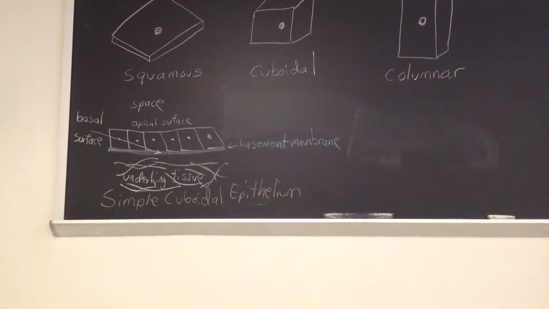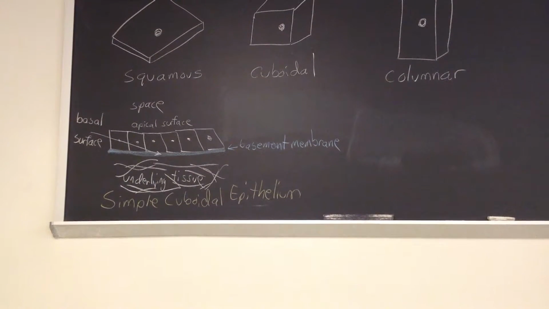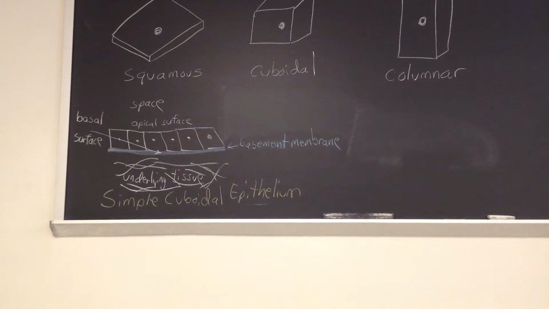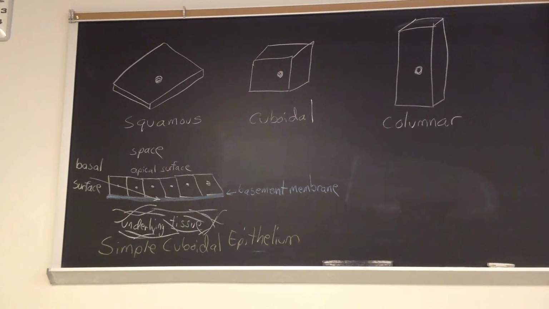So our top row is how we categorize epithelia by shape of the cells. The second row across the bottom of this is how we categorize epithelia by the layering. And we see it's a single layer of cells, and the cells are cube-shaped. So we're going to call it a simple cuboidal epithelium.